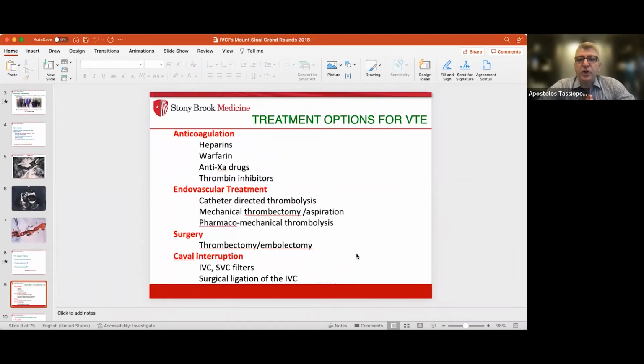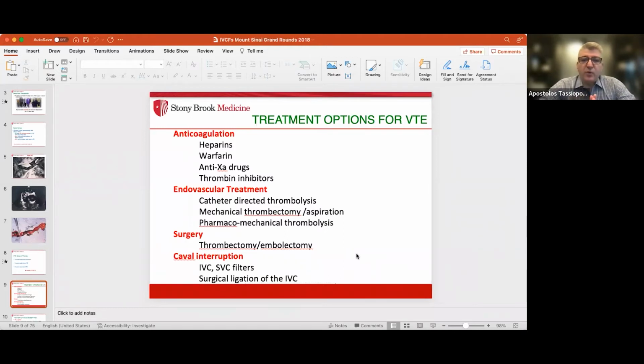So the treatment options for VTE are anticoagulation. This is the first line of therapy. A number of different agents now for therapeutic anticoagulation on patients with VTE. The classic paradigm was a short course of heparin and then transition to warfarin. Now we're much more liberal, using low molecular weight heparin as a treatment line, and the anti-10A drugs, Xarelto, Eliquis, are first line of treatment right now.